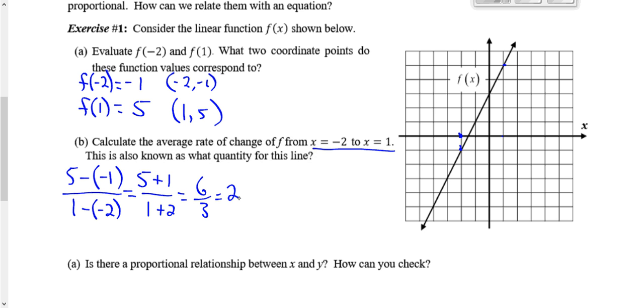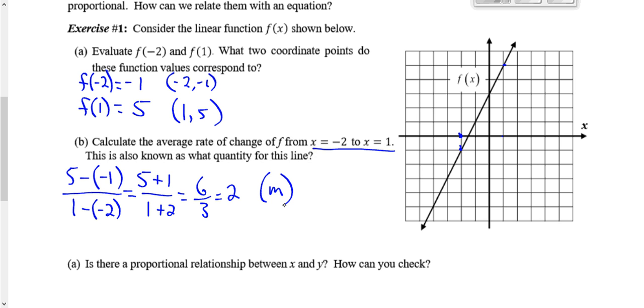What else could we call that 2, that rate of change, thinking of this as a line? We talked about it, the slope. That's the constant rate of change, right? Wouldn't that be the m in mx plus b?